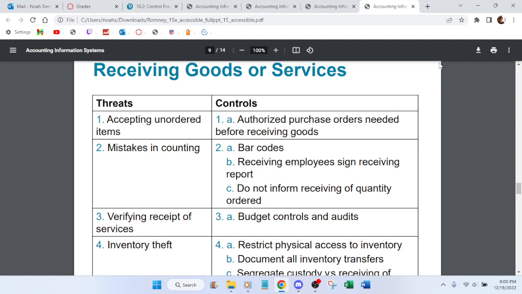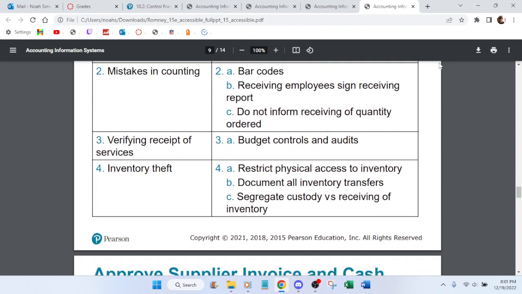How is that a threat? You cannot verify the receipt of services. Budget controls and audits. Inventory theft.